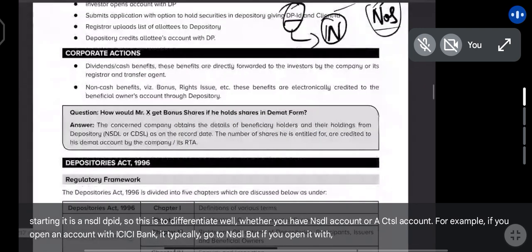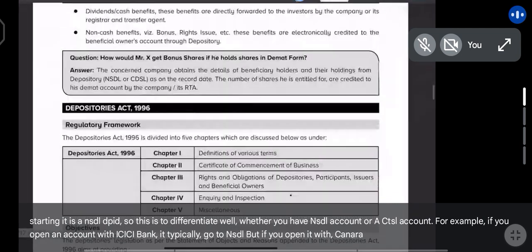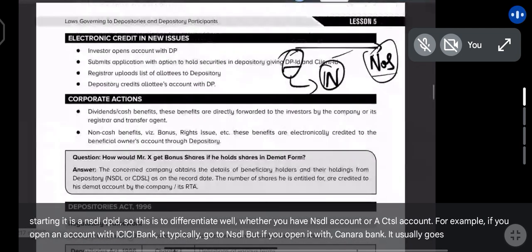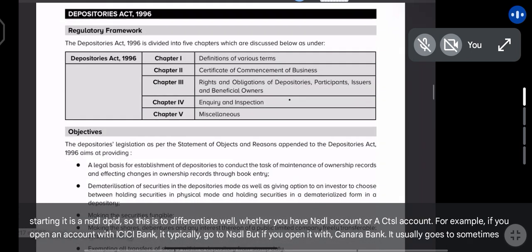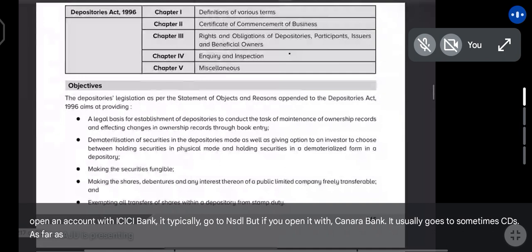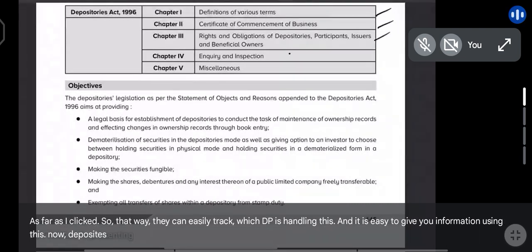Now, the Depositories Act itself has 5 chapters. We have seen who the different parties are, what is a demat request, what is a remat request, and how the depository system functions. Just like any other act, the first chapter is always definitions. The second chapter for the Depositories Act is about commencement of business. The third chapter is about rights and obligations of different parties involved.